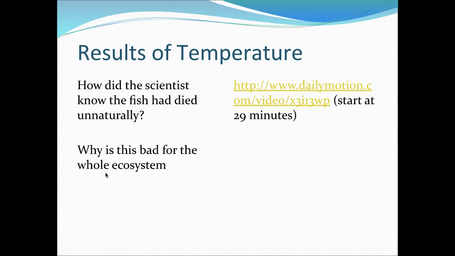All right, now why that's bad for the whole ecosystem. Okay, not just the salmon that died. All right. First off, the salmon population obviously goes down, but that's a problem because other animals rely on salmon as a food source. There's certain animals that only eat salmon eggs or salmon babies, all right? If those salmon all die before they had their babies, that food chain is now disrupted, and that's a problem.